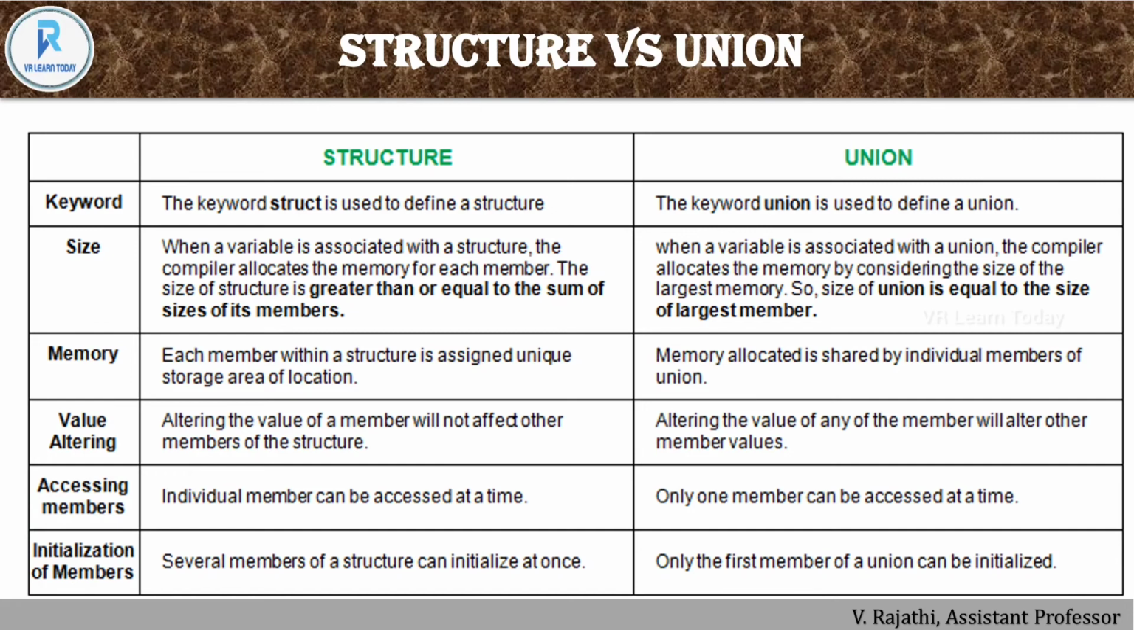So in a structure, altering the value of a member will not affect other members of the structure. But in a union, altering the value of any member will alter other member values too. This is one disadvantage. And accessing members: in a structure, individual members can be accessed at a time, but in a union only one member can be accessed at a time. And initialization of members: several members of a structure can be initialized at once. In a union, only the first member of the union can be initialized. Is it clear?